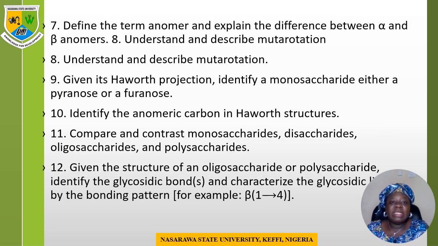It's also expected that students can define the term anomer and explain the differences between alpha and beta anomers, understand and describe mutarotation, give Haworth projections, and identify monosaccharides as either pyranose or furanose, identify the anomeric carbon in Haworth structures, and compare and contrast monosaccharides, disaccharides, oligosaccharides, and polysaccharides.